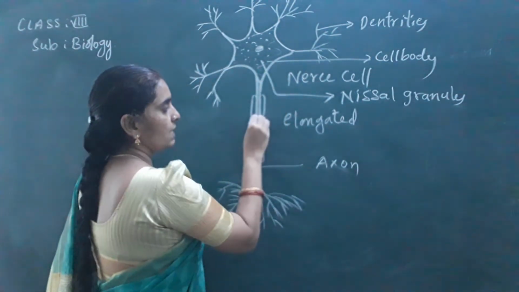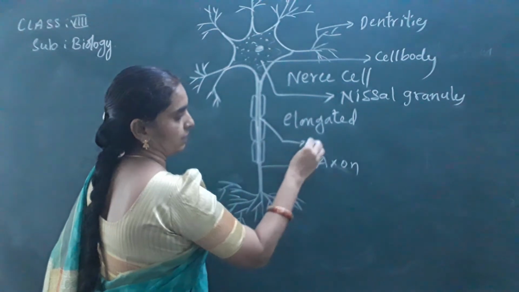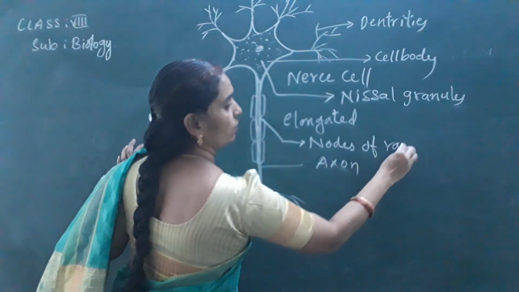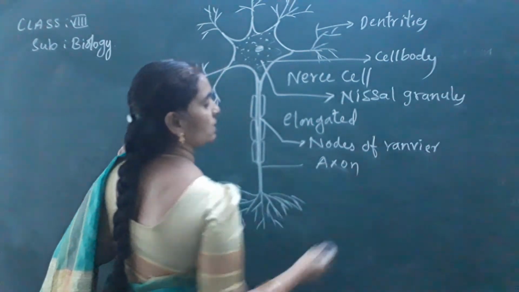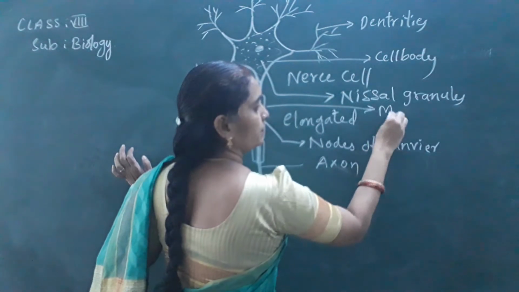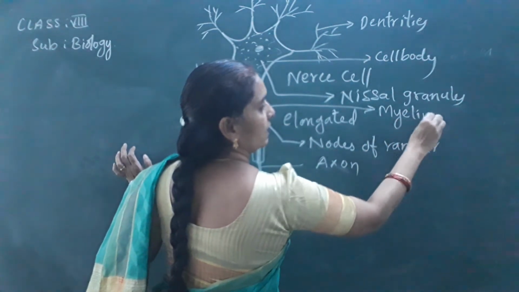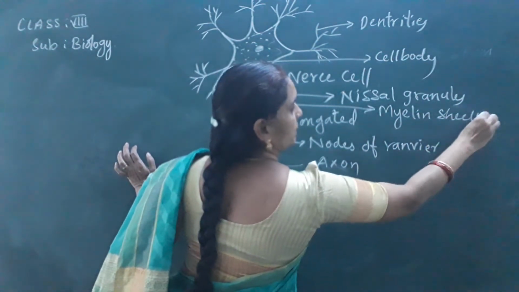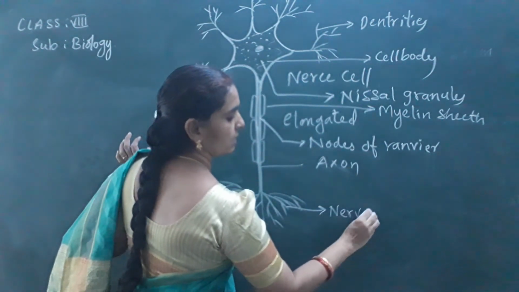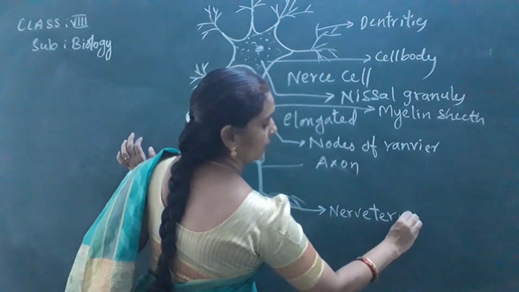And next, these are the nodes of Ranvier. You will be studying about this in detail in your higher classes. This is the myelin sheath. And these are nerve terminals. What are these? These are nerve terminals.